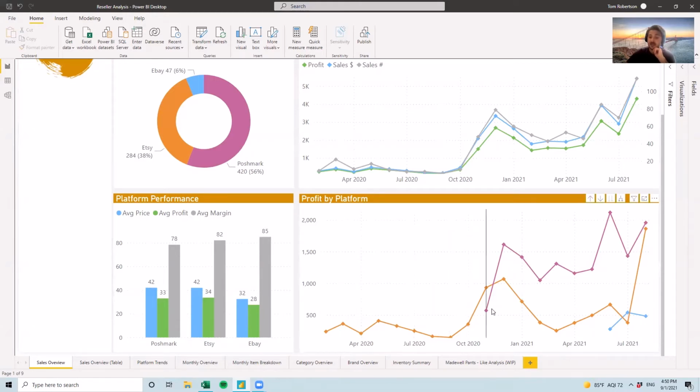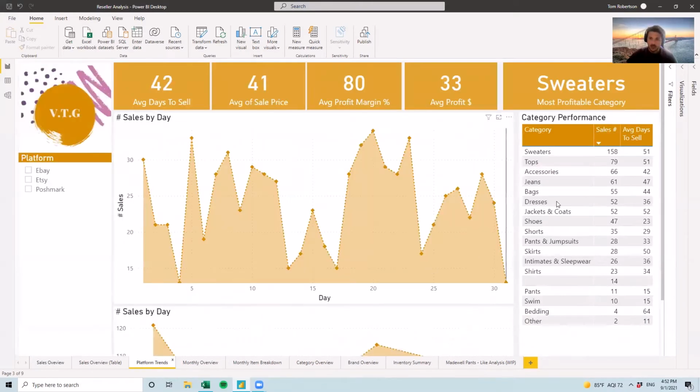And then we can see platform performance overall. Orange is Etsy, Poshmark is the purple line, and then eBay is this little blue line here as well. The last year has been pretty good from a Poshmark perspective, and August was a fairly crazy Etsy month as well. We also like to keep an eye on how each platform is trending.